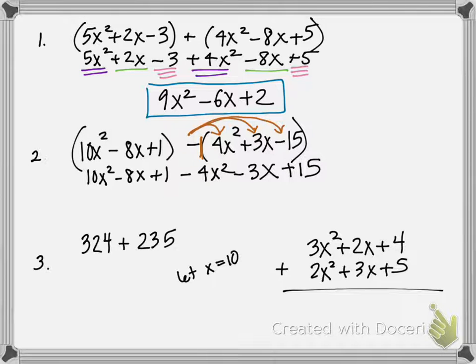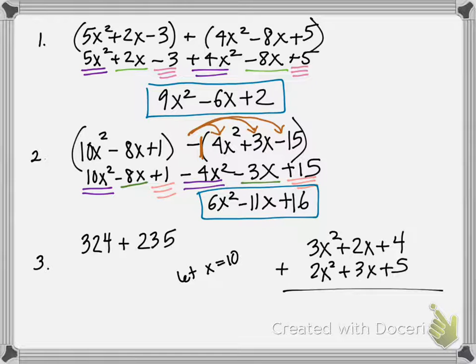So we're back to combining like terms. So 10x squared minus 4x squared would give me 6x squared. Combining the x's, I have negative 8x minus 3 more, so that would be negative 11x. And then lastly, the constants. So I have 1 plus 15 more, so a total of 16. So again, I made sure that my answer was written in standard form, highest degree to lowest degree.